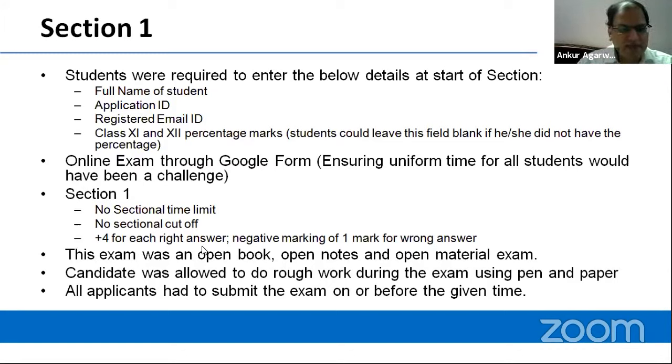The marking scheme as specified for section 1 is +4 for a correct answer and -1 for a wrong answer. Also, the instructions of section 1 specified that this was an open book, open notes, and open material exam. That meant that students could refer to any particular material while taking up the exam.